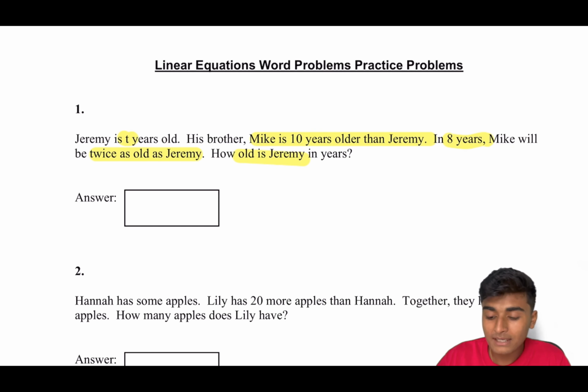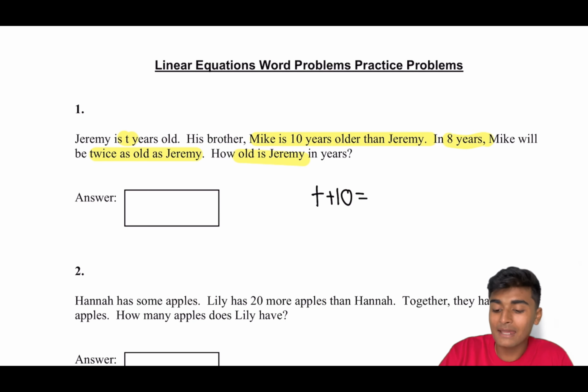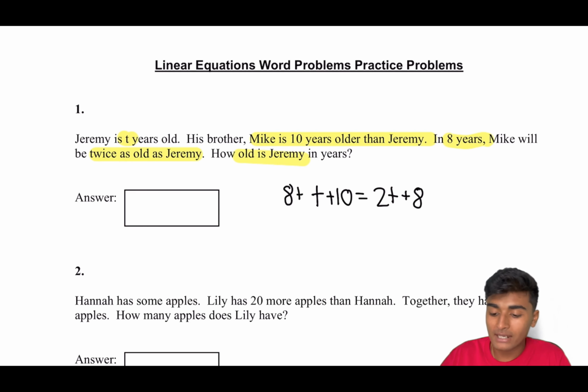So, since Mike will be 10 years older than Jeremy, Mike's age is t plus 10. And since in 8 years, Mike will be twice as old as Jeremy, we add 8 to that side, and that would be equaling 2t, representing twice Jeremy's age. But we have to remember, it still takes 8 years for Mike to be twice as old as Jeremy. So we have to add 8 to that side. Then we can simply just solve this to get our answer.